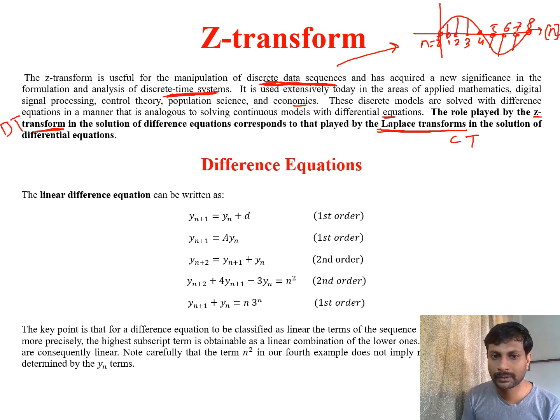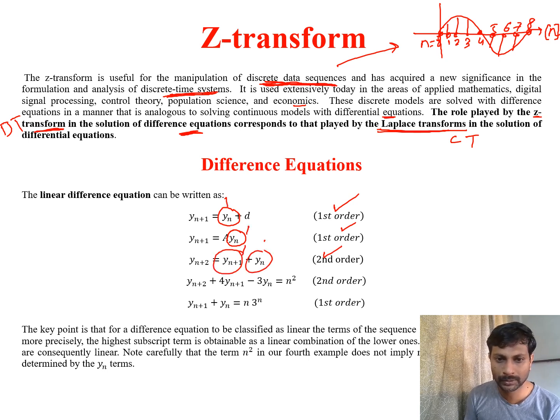Now, let us recall what difference equations are. A linear difference equation can be written as y(n+1) equal to y(n) plus t. As you can see, it is first order. y(n+1) equal to a y(n) is also first order. Then y(n+2) equal to y(n+1) plus y(n). So this is second order.